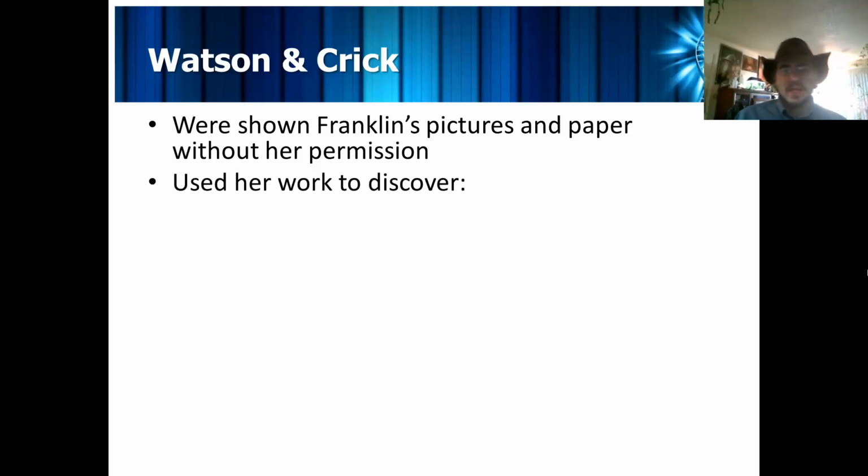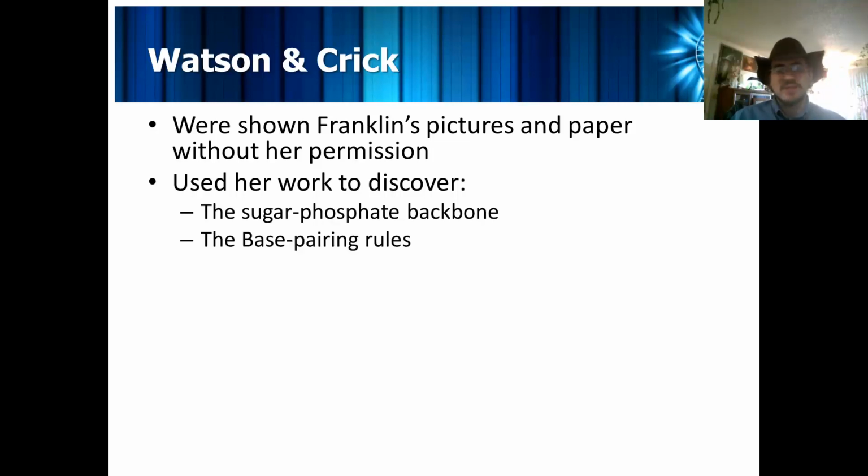And then Watson and Crick straight used her work to discover that the backbone of the double helix was a sugar phosphate backbone. And they also discovered the base pairing rules: adenine, thymine, guanine, cytosine. So it's not to say they didn't do some amazing things in their own right. I mean, figuring out the sugar phosphate backbone is pretty cool. And then determining the structure of the nitrogenous bases and how they pair up is also pretty cool. It's just kind of sucky that they kind of sort of stole Rosalind Franklin's work.